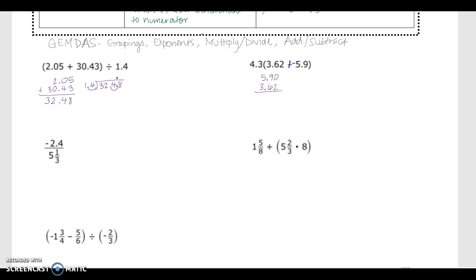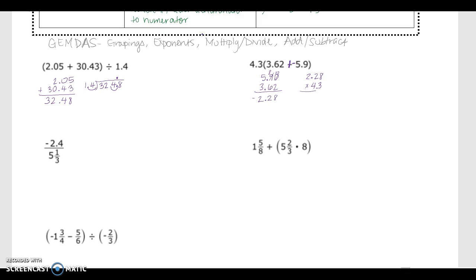So I'm going to borrow, make that an 8, that a 10. 10 minus 2 is 8. 8 minus 6 is 2. 5 minus 3 is 2. And I'm keeping the sign of the bigger number here, so I have a negative 2.8. And then, since 4.3 is just on the outside of the parentheses, it means we're going to multiply. So I always put the number with more digits, doesn't necessarily have to be bigger, on the top, times 4.3.